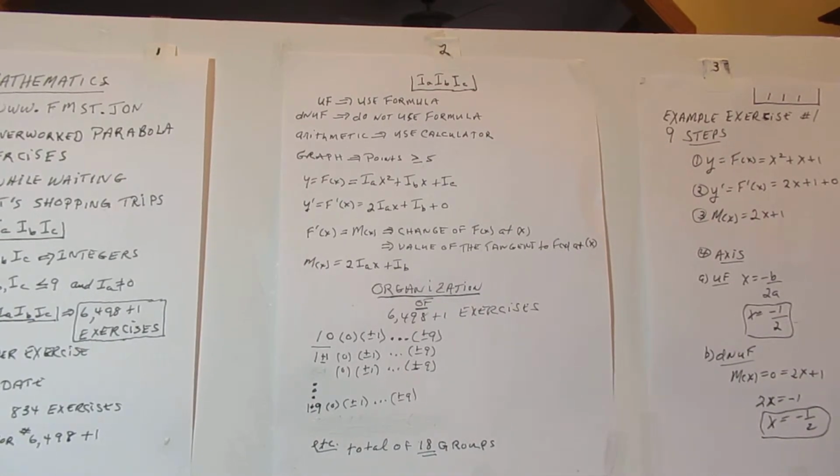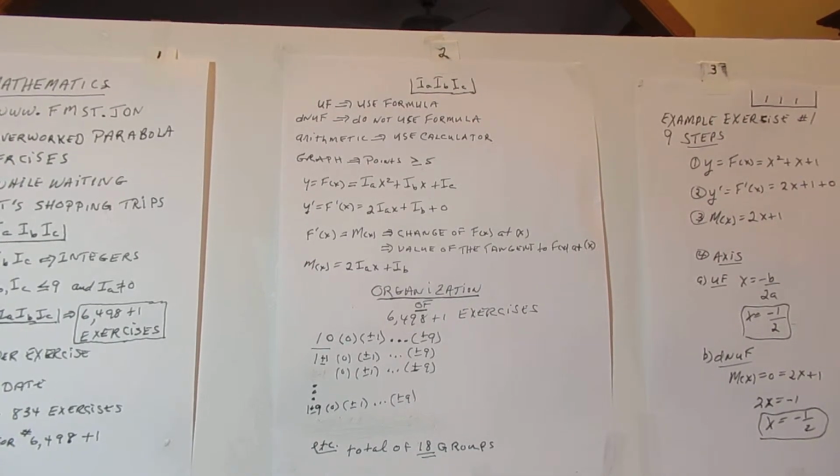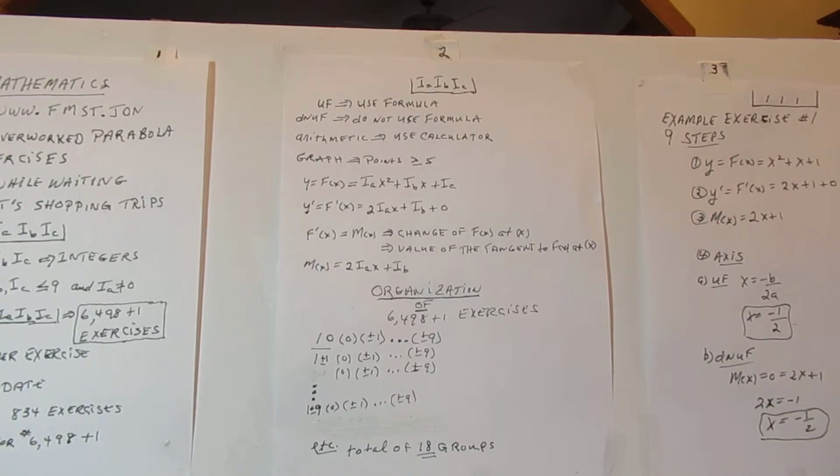UF, step exercise, item 2 here. UF implies use formula, DN UF implies do not use formula. Arithmetic, use calculator. Graph, points greater than or equal to 5.